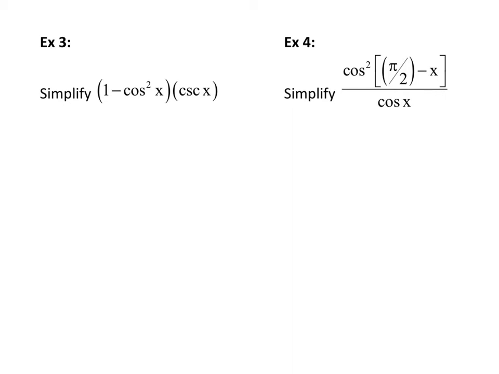All right, example 3, simplify. Let's see, how do we simplify this? Well, this looks a bit complicated here. If you have a square in an expression, then typically you want to look at your Pythagorean identities. Not always, but most often.